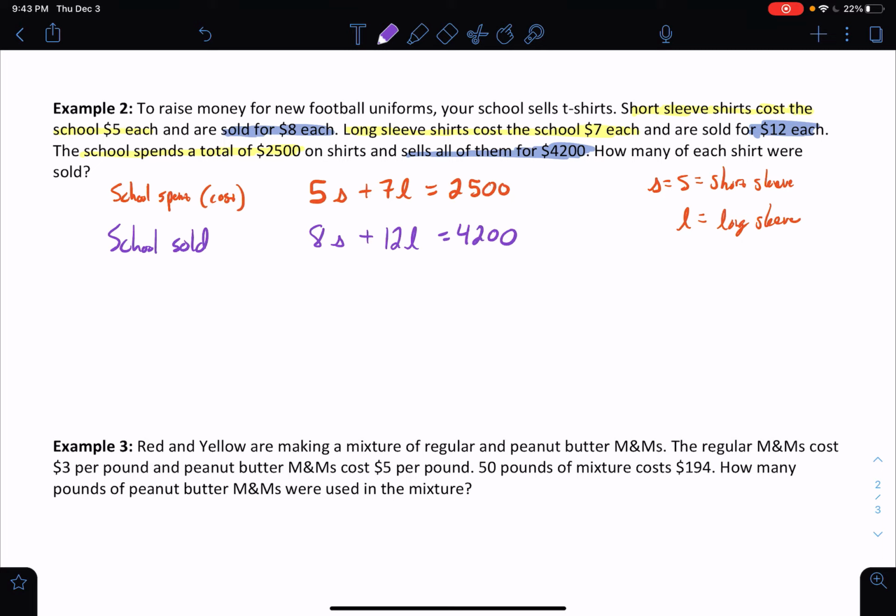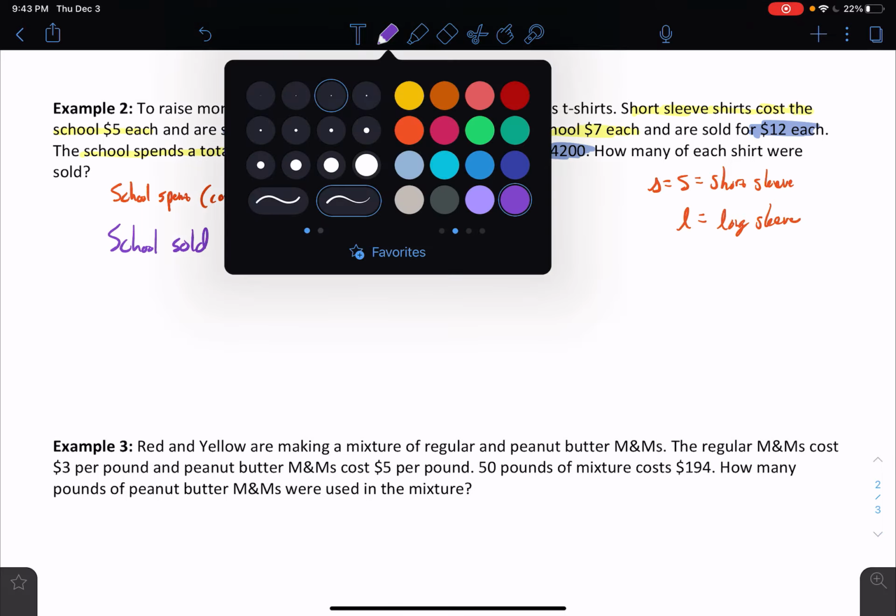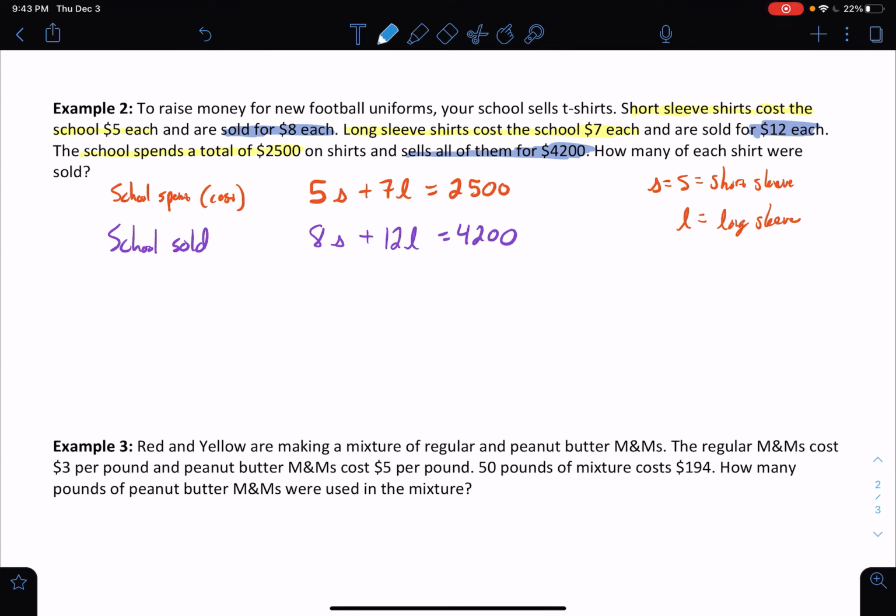There is your system. You had two equations there. One dealing with how much the school spent on the shirts, and one dealing with how much the school made off the shirts. Now we want to solve this system. We want to figure out what does S equal and what does L equal. So we got to eliminate. Let's eliminate the S's, the first variable. So what number do 5 and 8 both go into? Well, 5 and 8 both go into 40.